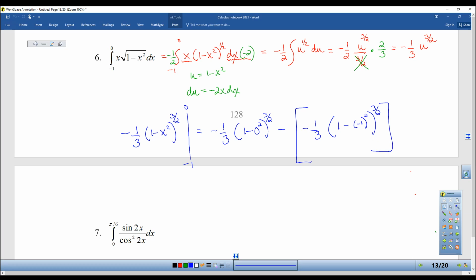It looks awful. It's not going to be that bad. 1 minus 0 is 1, and 1 to the anything is still 1. So this entire awful looking thing is just negative 1/3. And then this, negative 1 squared is positive 1. So 1 minus 1 is 0. 0 to the 3/2 is still 0. And 0 times negative 1/3 is still 0. So minus 0. So my answer is just negative 1/3.